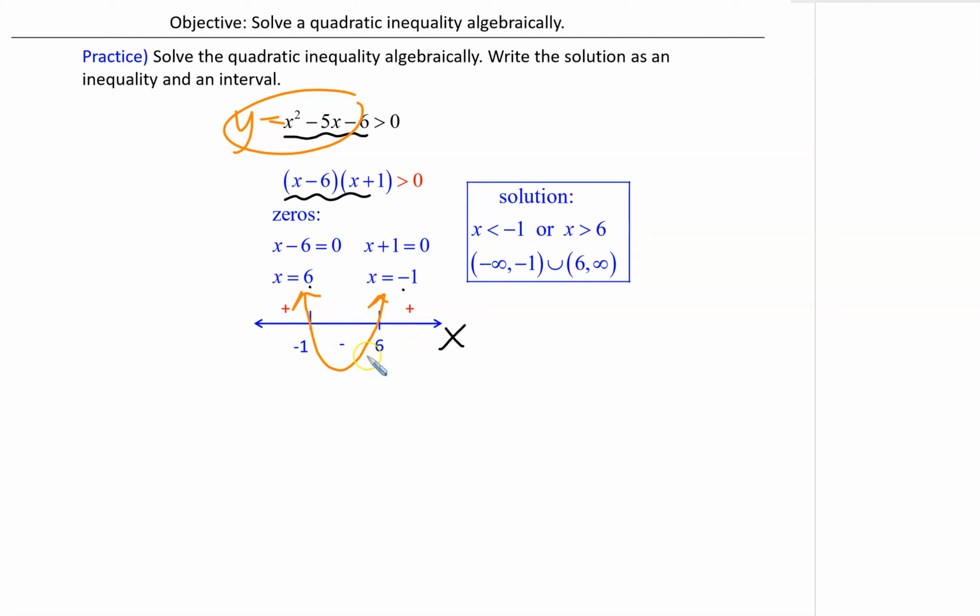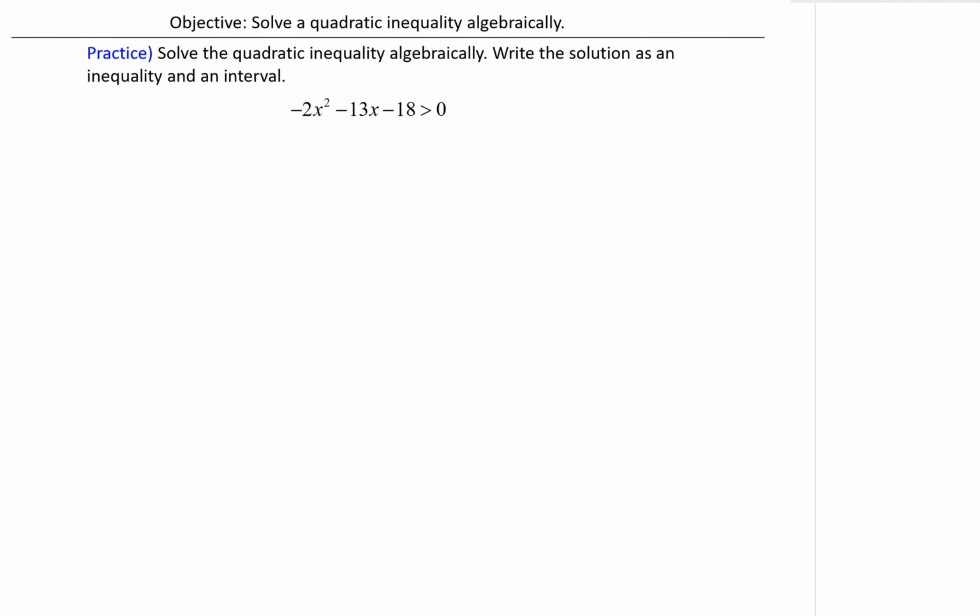And if you want, all you really have to do is the graph. If you want to do little pluses and minuses, if you like that strategy, you can use that too. Here we are looking for where the function is greater than 0, so where the function is positive, which would be here and here, which correspond to these x's: less than negative 1 or greater than 6. Let's try another one. Pause your video here.